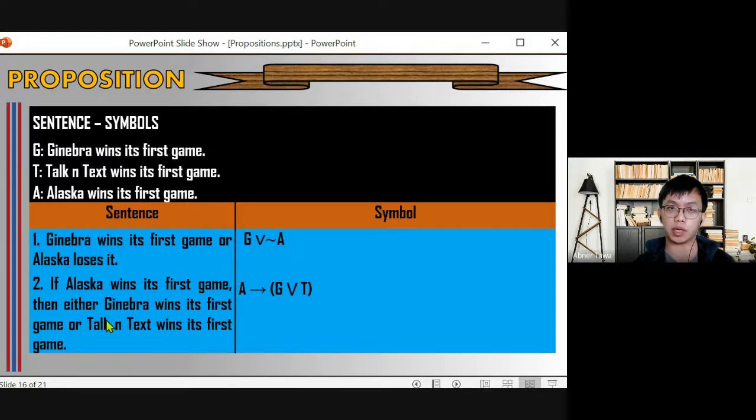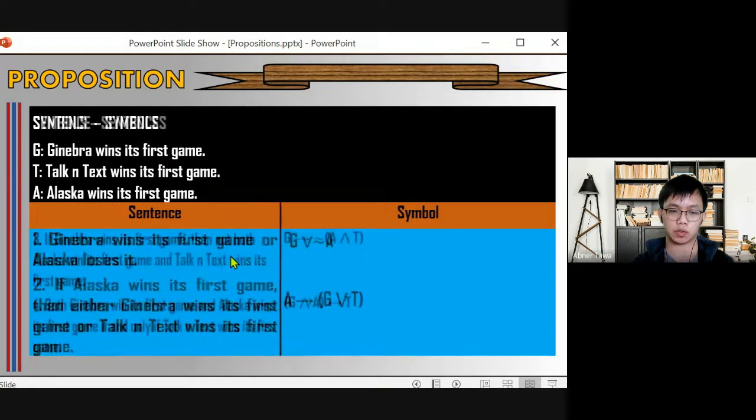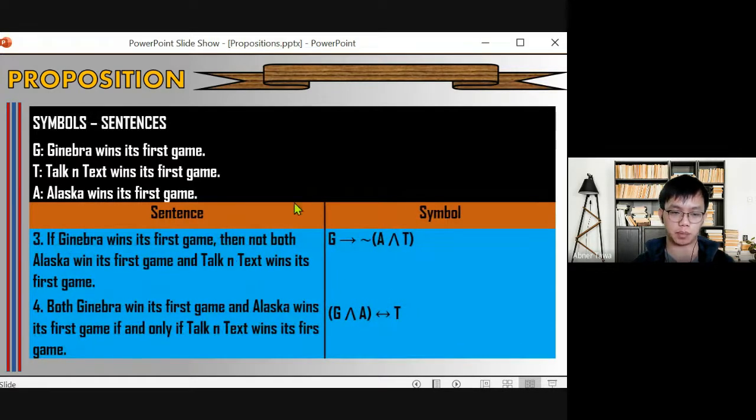So we're going to group that one para magkaroon tayo ng main connective dito. Kasi hindi pwedeng dalawa ang connective. Okay, so we have here A, then G or T. Okay. So the symbol for or the symbol for disjunction is we have capital letter V. So dapat memorize nyo na yung mga symbols sa ating mga conjunctions or sa ating mga types of propositions. Okay, let's have here another example.